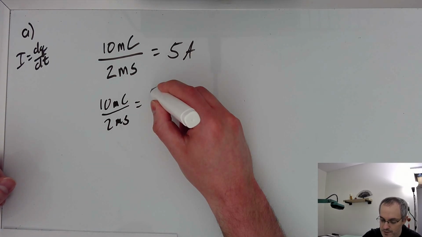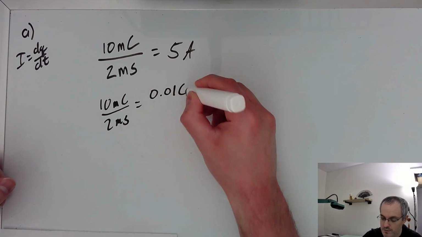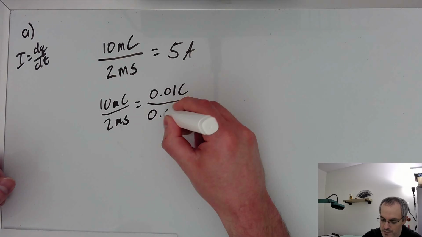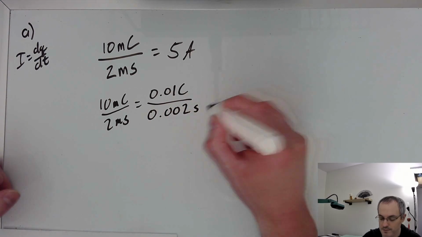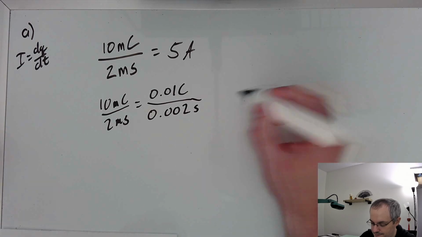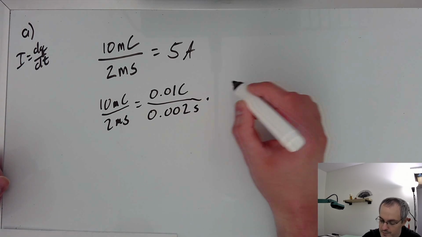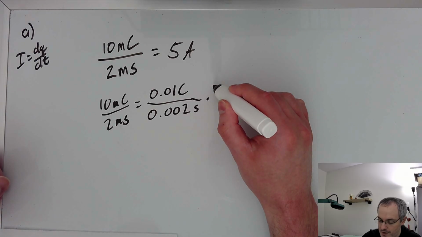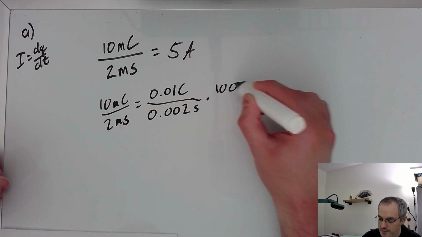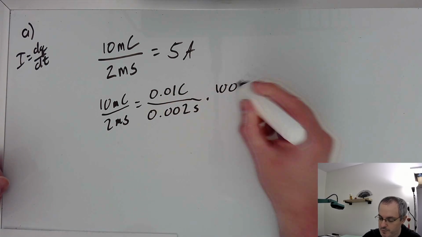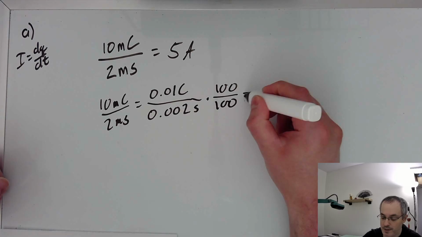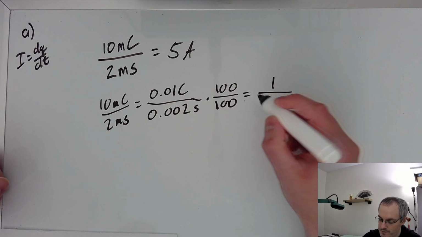10 millicoulombs is the same thing as 0.01 coulombs. 2 milliseconds is the same thing as 0.002 seconds. And if you don't want to get a calculator out, you can multiply the top and bottom by 100 to move the decimal place over without changing the value. That gets us 1 over 0.2.